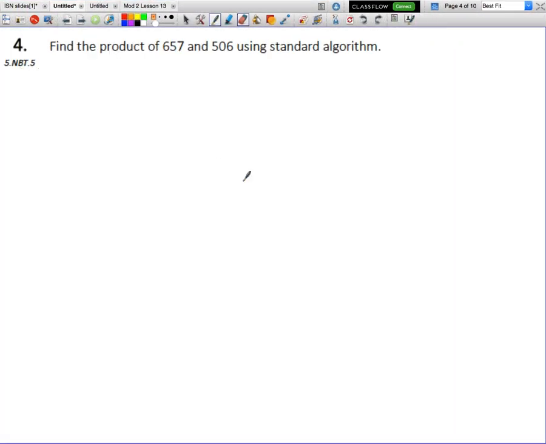Here we go. Oh, my screen's frozen. All right, here we go.